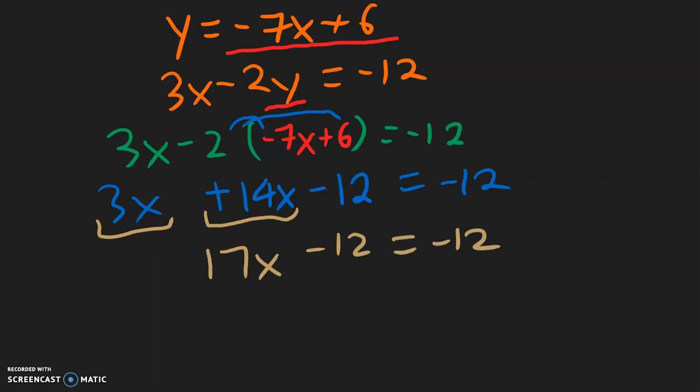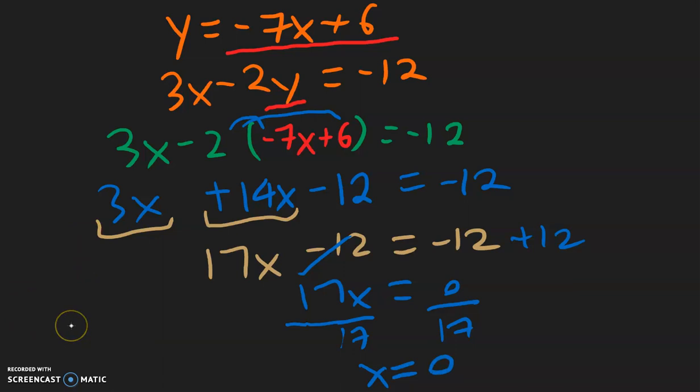And then we solve. This -12 moves over here, becomes a plus 12. So we have 17x equal -12 plus 12 is going to be 0. Divide by positive 17 on both sides. 0 divided by 17 is going to be 0. So we have x is equal to 0. But we are not finished yet. We need to go back and find out the value of y.